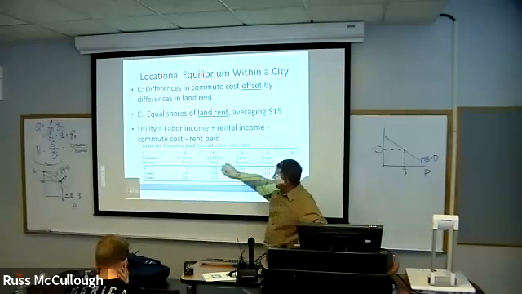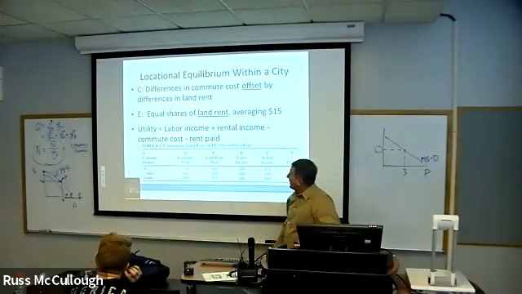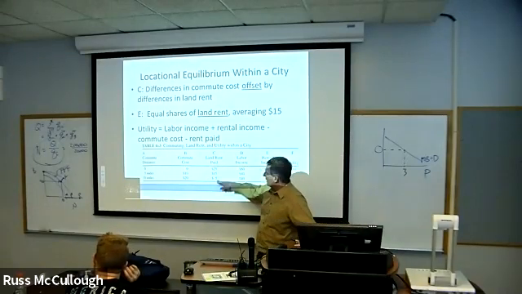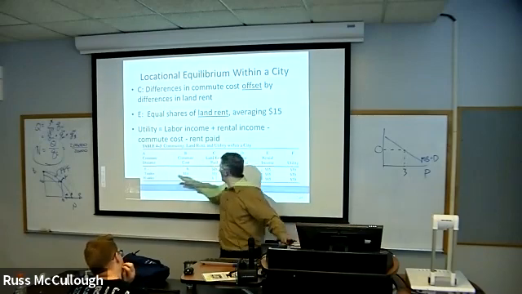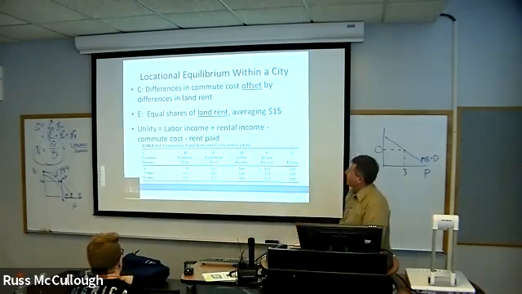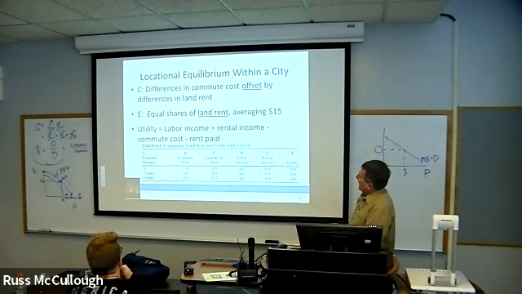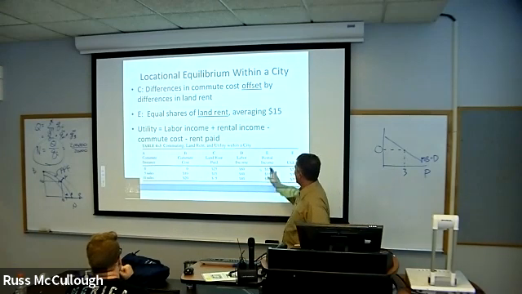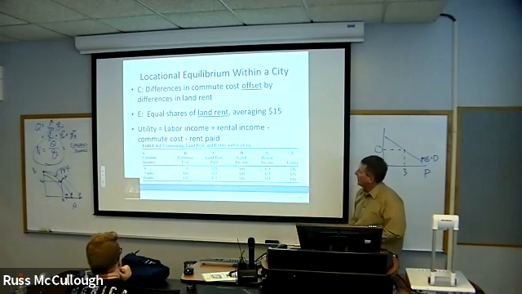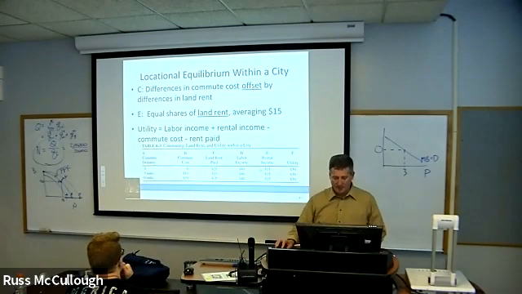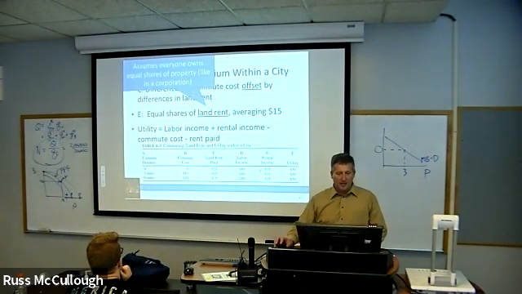So rent is going to be paid depending on how far out the land is. The further out, the cheaper; closer into the city, more expensive. If you're right in the city, your commute distance is 0. And then your utility is equal to your labor income, rental income, minus commute cost, minus the rent paid. So now we're starting to have a number of different factors here to get us into how much we're paying in total. So why are we doing all that?